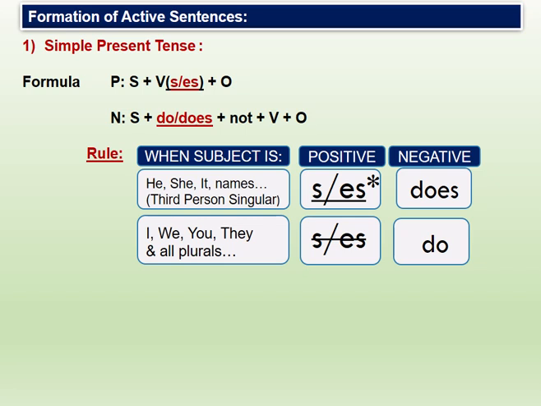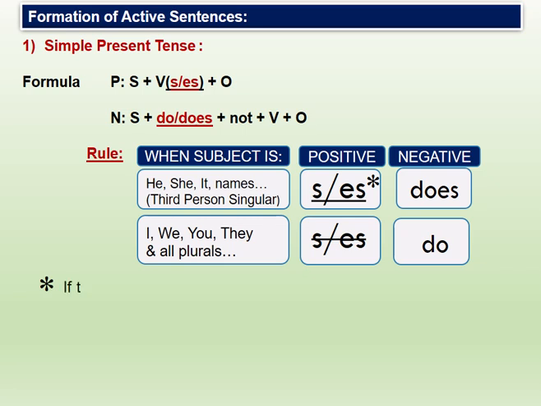If we have a subject of I, we, you, they, that means non-third person singular, all the other pronouns apart from third person singular, then we don't need to consider the S/ES rule that I am going to present to you at the moment.